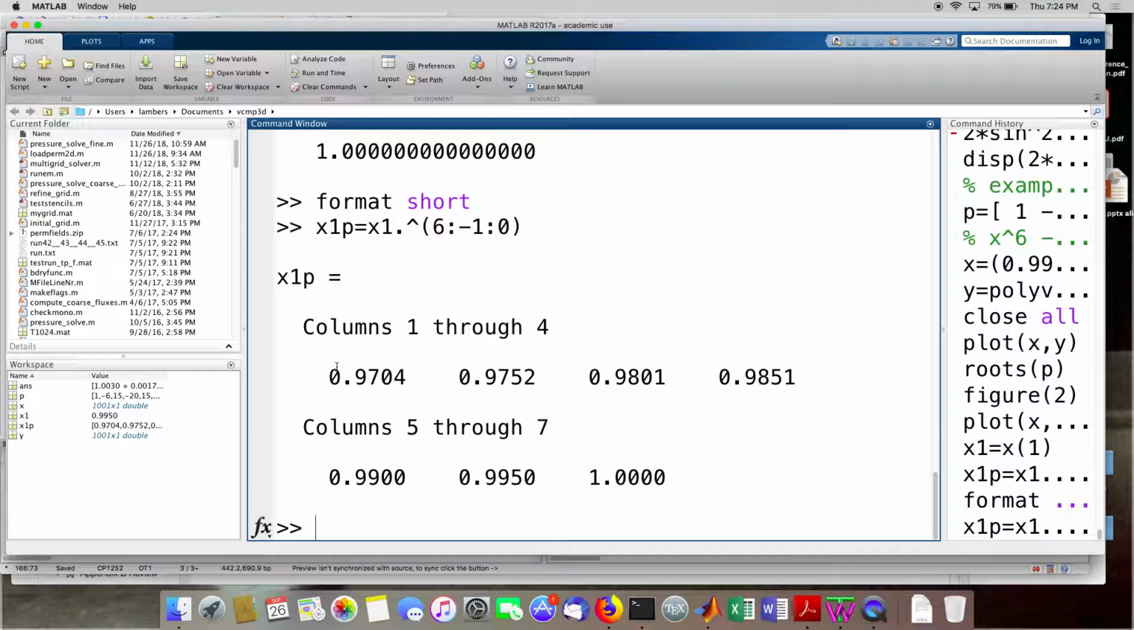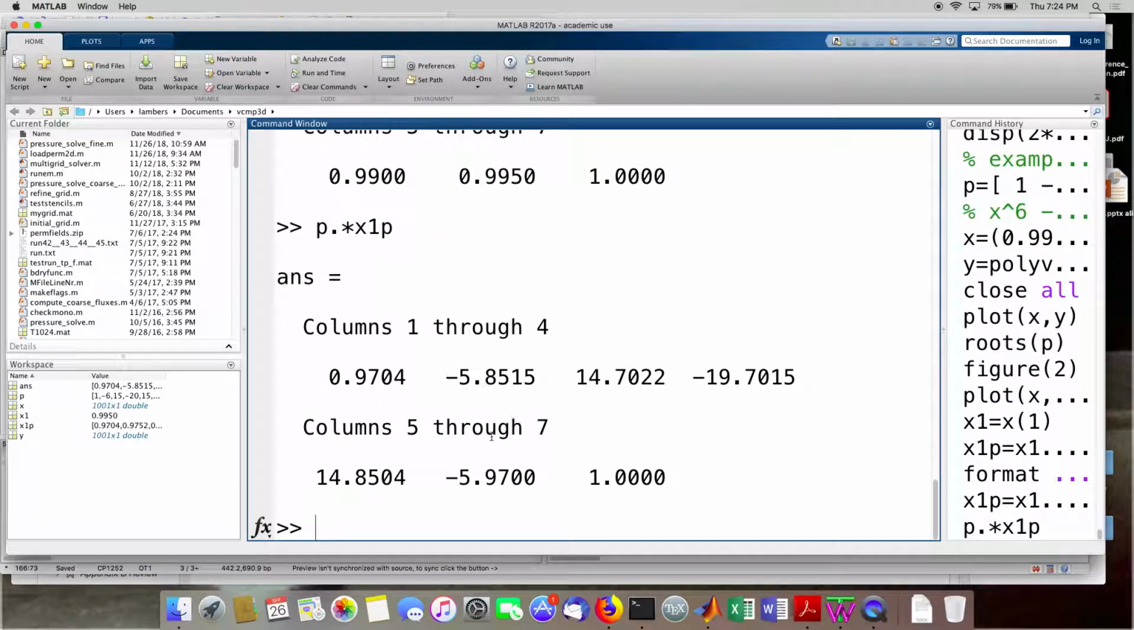All right. So now I'm going to take all of these powers of x and multiply them by the coefficients. The coefficients are in p. I multiply them by x1 p. So dot multiply, because I'm multiplying two row vectors, element by element.